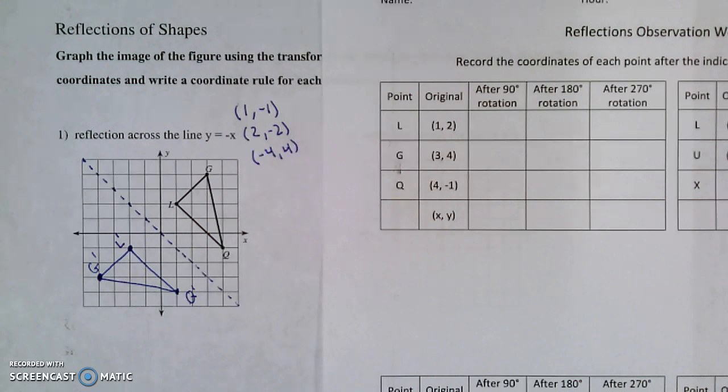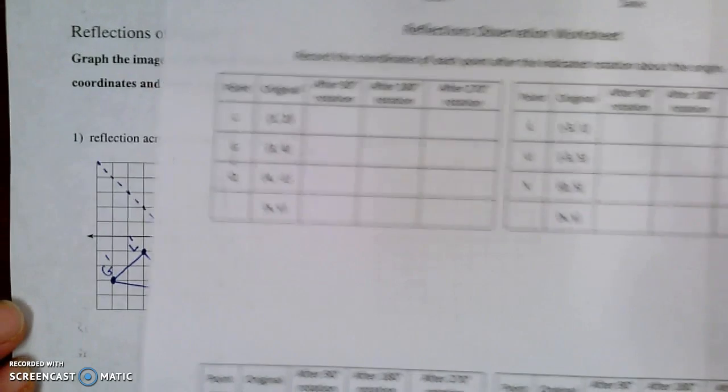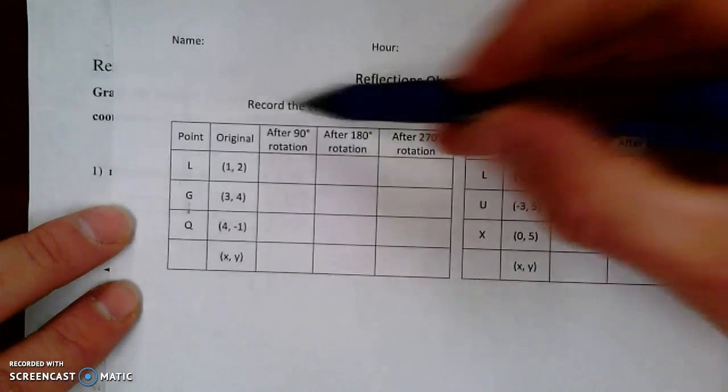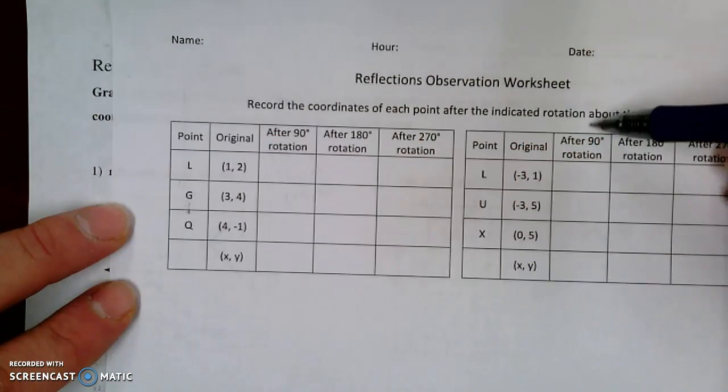All right, so now that we have performed our reflections, it's time to record the coordinates of the reflected points, and then see what sort of rule we can come up with. By the way, there's some major typos in this sheet, which I already printed up, so we're not going to change them. But it says record the coordinates of each point after the indicated rotation.